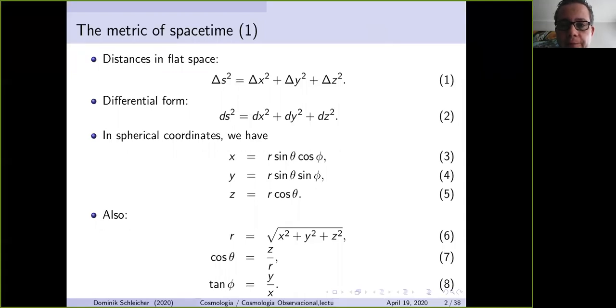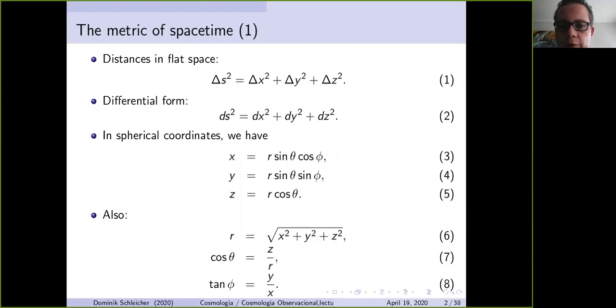In flat space, we know that in the Cartesian coordinate system with coordinates x, y, z, the distance delta s squared is given by the sum of the differences in the coordinates. It's basically delta s squared equals delta x squared plus delta y squared plus delta z squared. It's very simple. It can also be written in a differential form. So we have ds squared equals dx squared plus dy squared plus dz squared.